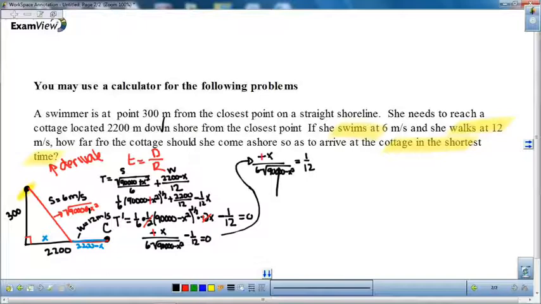Again, for those of you who are still a little confused here, I'm using the Pythagorean theorem. My distance that she's going to swim is going to be a squared plus b squared. And if you take the square root, you're going to get the square root of 90,000 plus x squared. Okay, so I'm going to have 90,000 plus x squared.